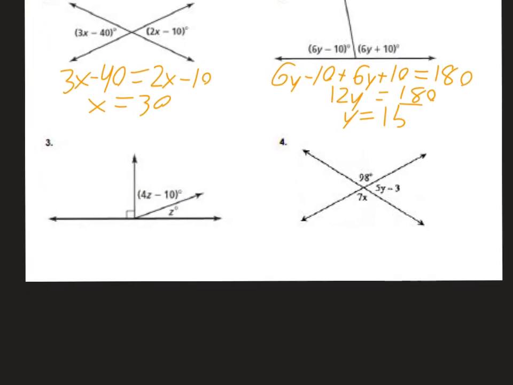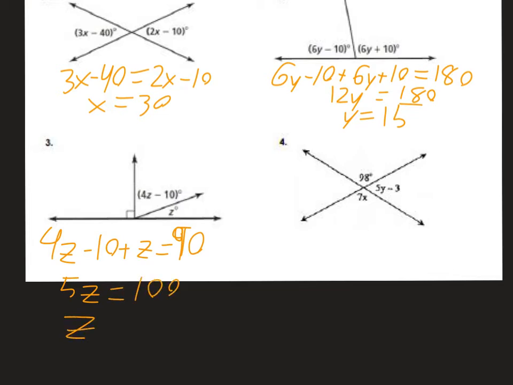Number three, we have a right angle, a linear pair. And if this is a right angle, that means that this here must also be a right angle. If this is a right angle, then we can say that 4z minus 10 plus z is equal to 90. If that's the case, then 5z is equal to 100, or z is equal to 20.